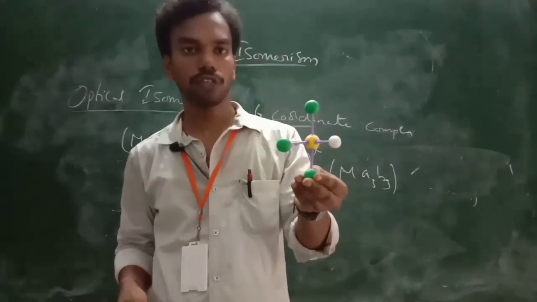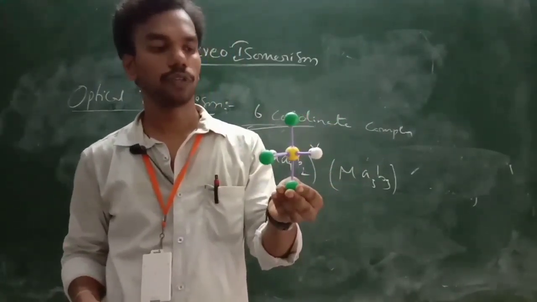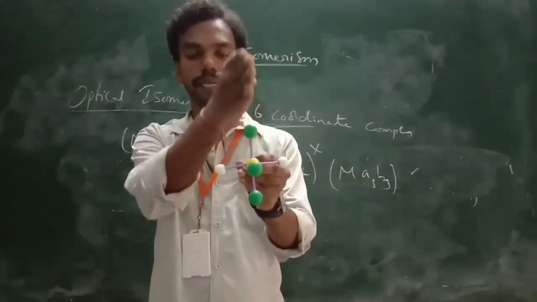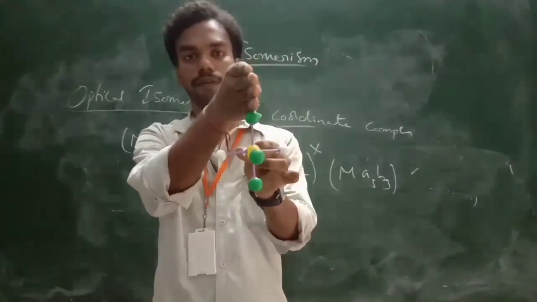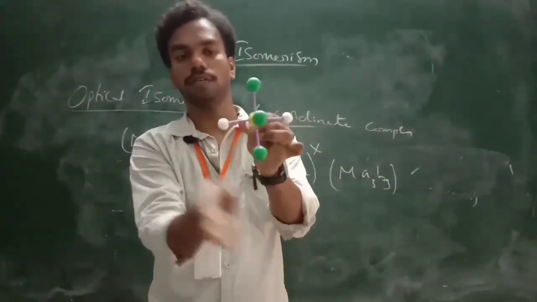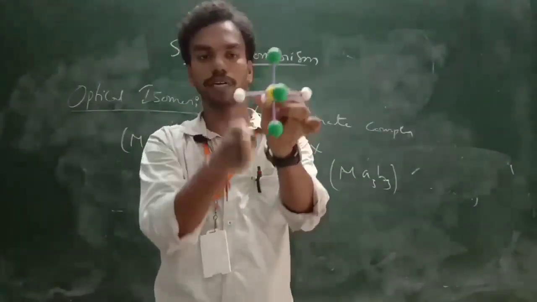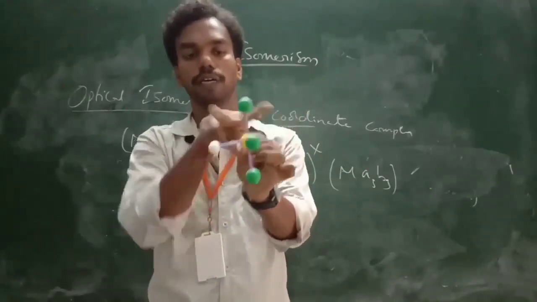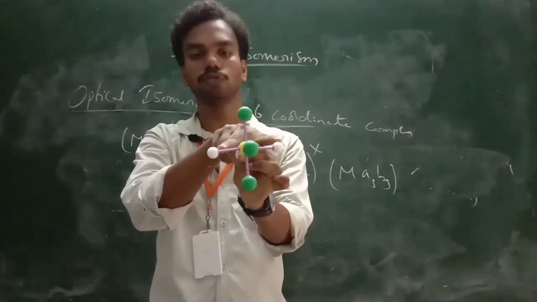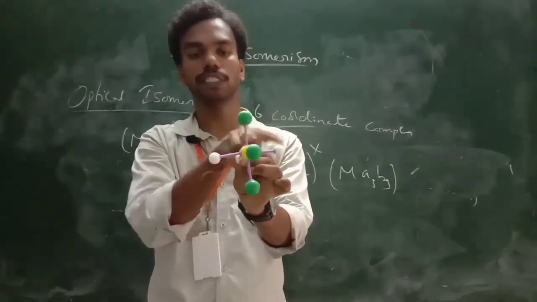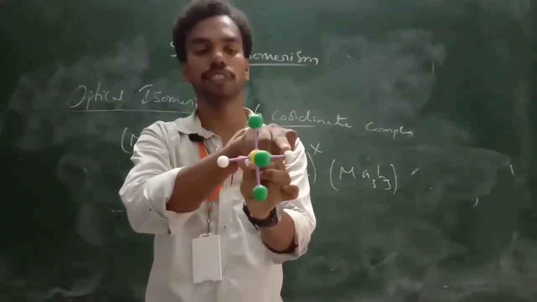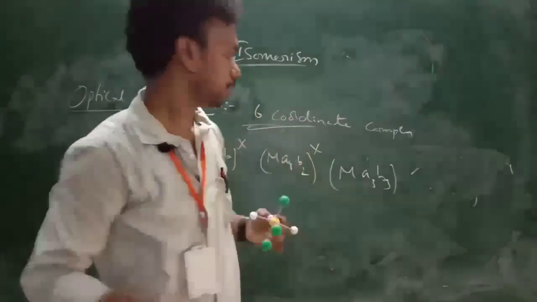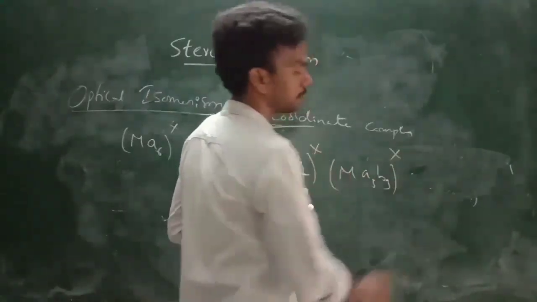So does this complex show optical isomerism? No. It is also having a plane of symmetry. If you pass a plane along these three chlorides and ammonia, one cobalt, these two are the same. So these two are mirror image to each other. If you reflect these two, this ammonia comes to this position, this ammonia goes to this position. So you are getting a plane of symmetry, right? So this complex also is not showing any optical isomerism.